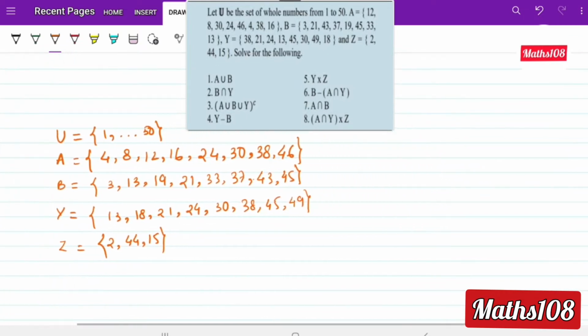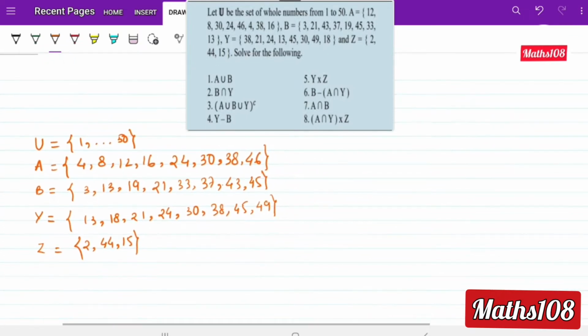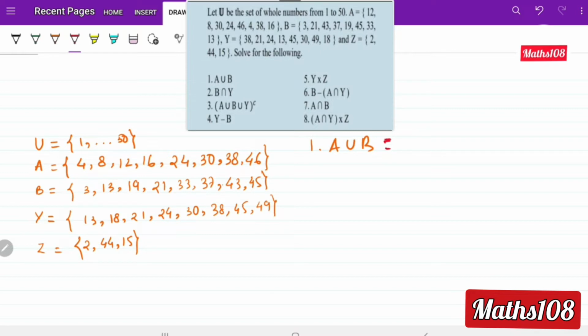So for the first part, A union B. If we calculate A union B, it is simple: we take all the terms of A, and we put only one term for the common elements.